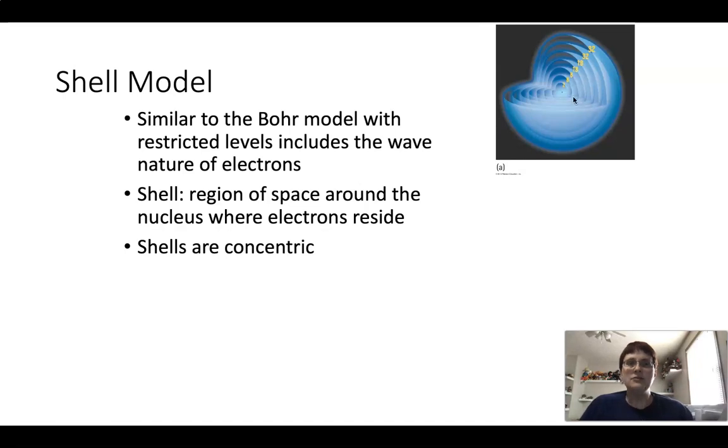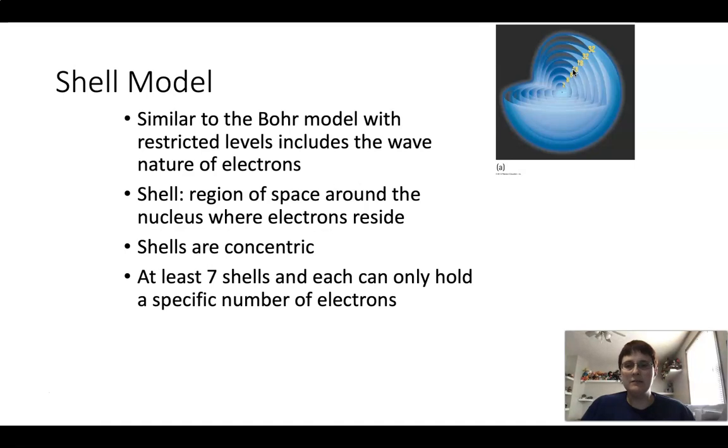The shells are concentric, so they start in the center with shell 1, 2, 3, 4, and they get bigger as they go out, as they build up those different wavelengths. And we know there are at least 7 shells, and each can only hold a specific number of electrons. This seems to be tied to them interfering. So if you get too many of them in a shell, they seem to interfere with each other due to those wave natures, and you can't have more than a specific number in a single shell.